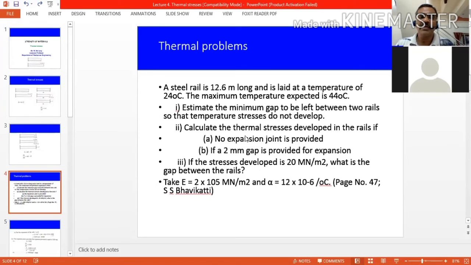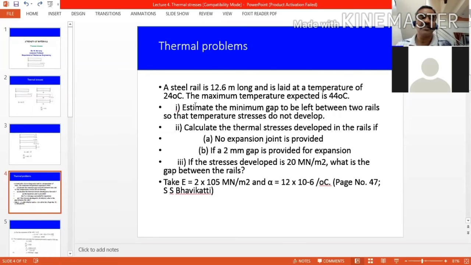Next, calculate the thermal stresses developed in the rail if no expansion joint is provided. That is, it is completely restricted. Then what will be the stress? Another question: if a 2 mm gap is provided for expansion, then what will be the stress? The third one: if the stress developed is 20 mega Newton per meter square, what is the gap between the rails? We want to find the gap.